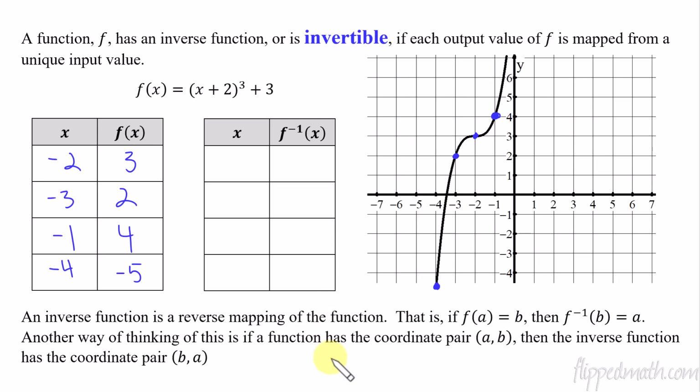The next part of this paragraph says that when you have an inverse, what it's really doing is reverse mapping the function. So the x and y values get swapped out. If you have f of a equals b, then f inverse of b equals a. That's what this little -1 means. The -1 is talking about the inverse function.